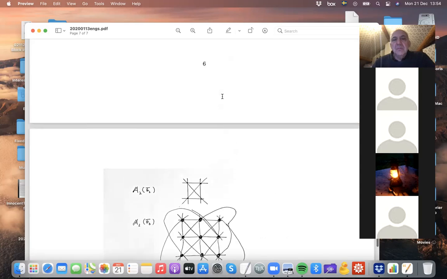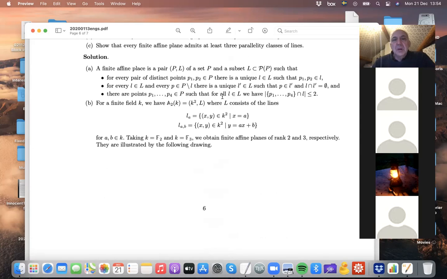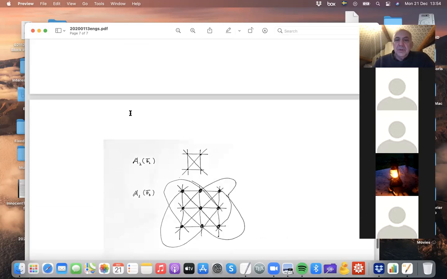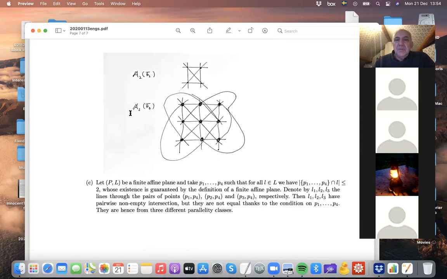And the last part of this question is: show that any finite affine plane admits at least 3 parallelity classes of lines. We went through this maybe briefly in my lecture. Let me go through this again, recall the definitions, and also recall how this can be solved.